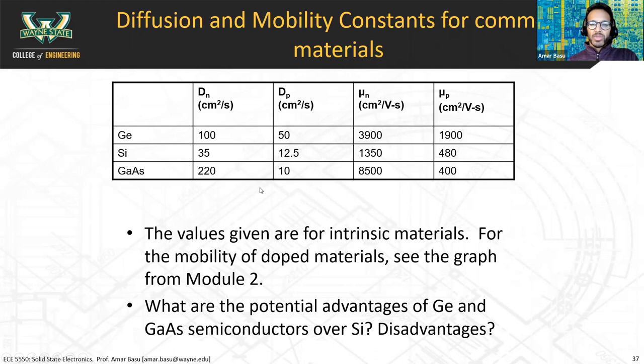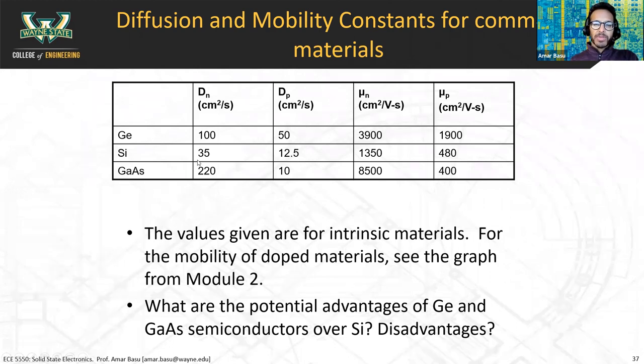The reason I'm putting this slide out is, first of all, I want you to notice a pattern. Electrons have high mobility. They also have a higher diffusion coefficient. There's maybe close to a 3x difference between these. There happens to be close to a 3x difference between these as well. We'll see why in just a second.